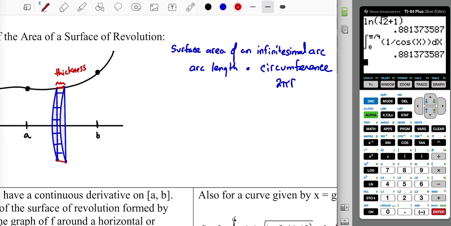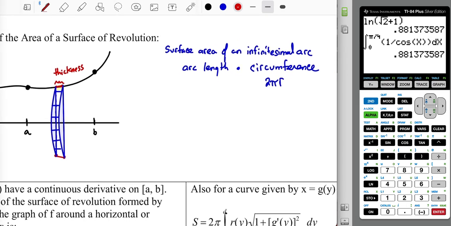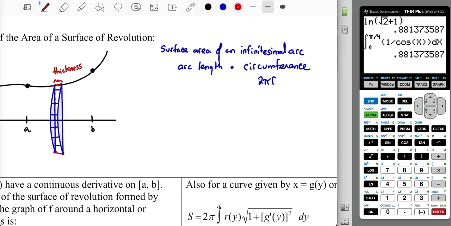All right, so we have the 2 pi r, and we have an arc length formula, which is the square root of 1 plus f prime of x squared, dx under the radical, over the interval a to b.